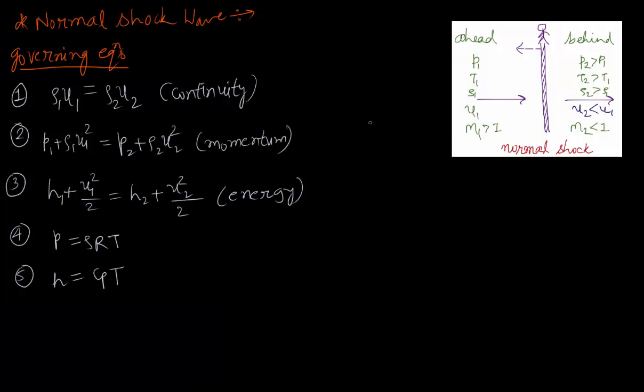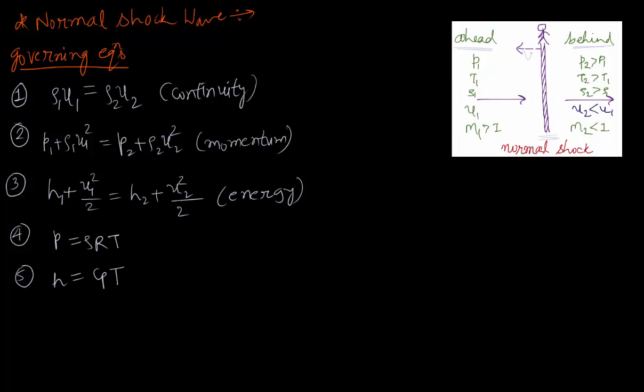Now we will derive normal shock wave relations. Look at the figure. In the figure we have drawn a normal shock wave. This is ahead of the shock wave and this is behind the shock wave. We know all the properties ahead of the shock wave, which are P1, T1, ρ1, U1.